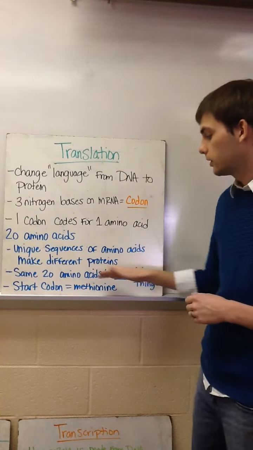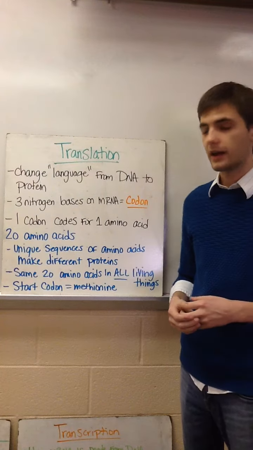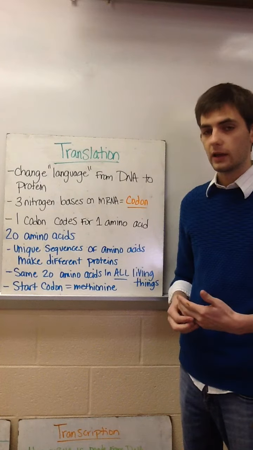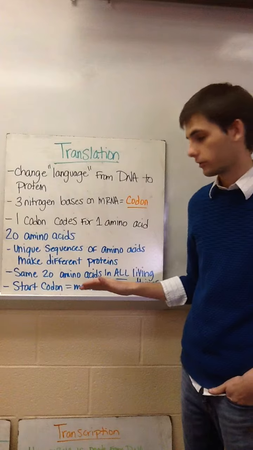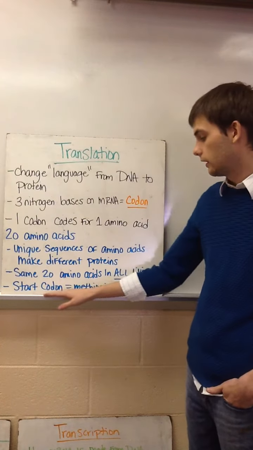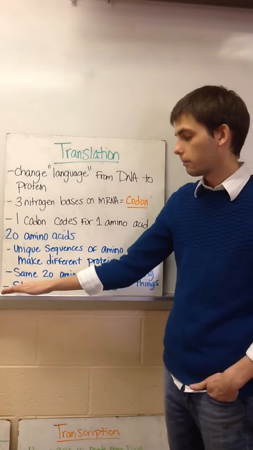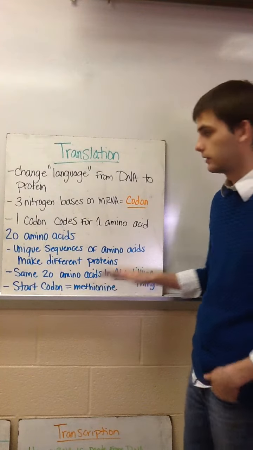The same 20 amino acids are in all living things, and so what that means is that the differences that we observe between organisms is only due to slight differences in amino acid orders. And our start codon with this process is going to be methionine. All of your protein chains will begin with methionine.